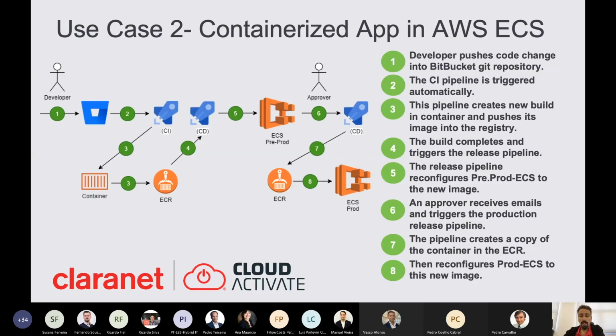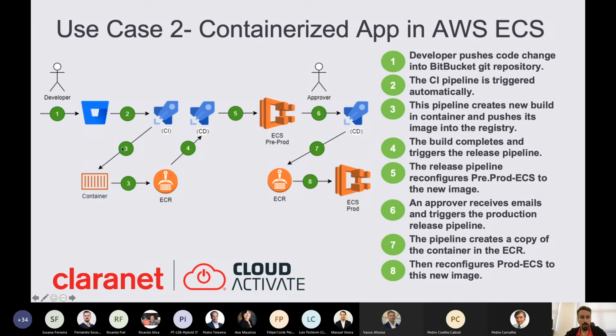Okay. So on this second use case, we are going to show you a real production scenario. This is used for the development of Claranet's Go Cloud Portal. It's also an example of how you can use Azure DevOps and connect it with other cloud providers and services outside of Azure. The scenario is a containerized application that is running on AWS ECS, Elastic Container Service. So let me try to explain the steps that this pipeline does. Firstly, the developer will push some code change to Bitbucket. Because we have a service integration between Bitbucket and Azure DevOps, the CI pipeline is triggered automatically.